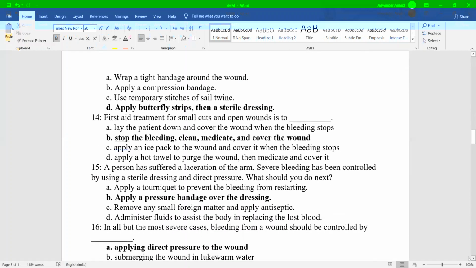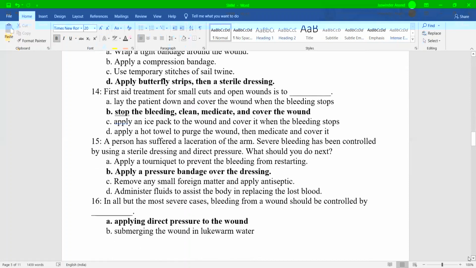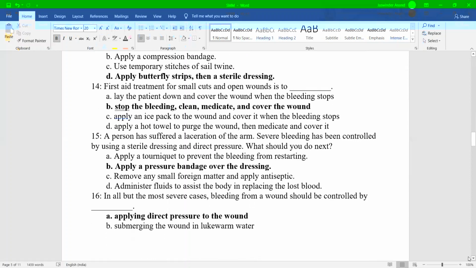Question number 14. First aid treatment for small cuts and open wounds is to, the answer is stop the bleeding, clean, medicate, and cover the wound. Question number 15. A person has suffered a laceration of the arm. Severe bleeding has been controlled by using a sterile dressing and direct pressure. What should you do next? The answer is apply a pressure bandage over the dressing.